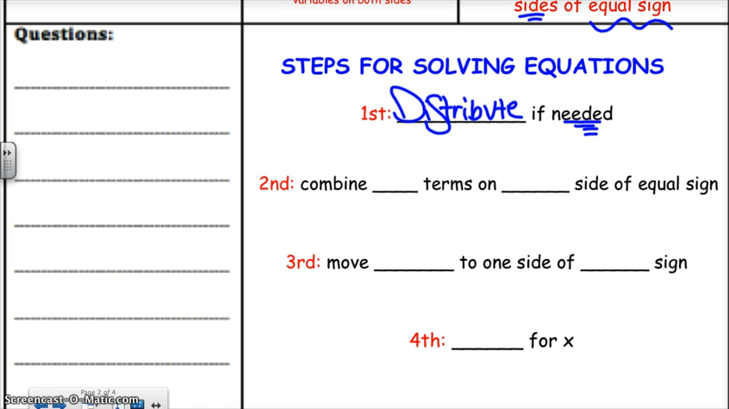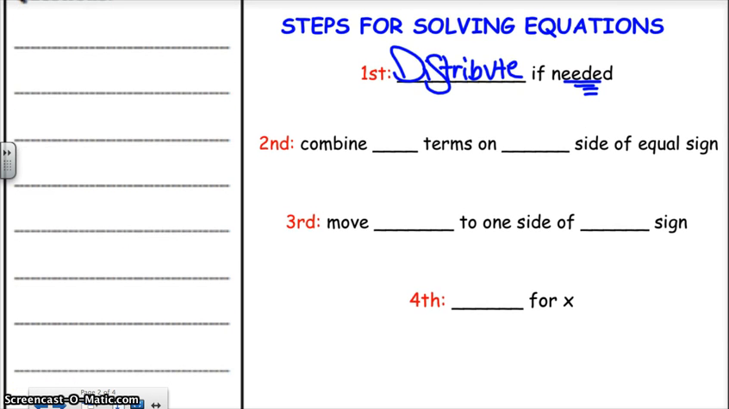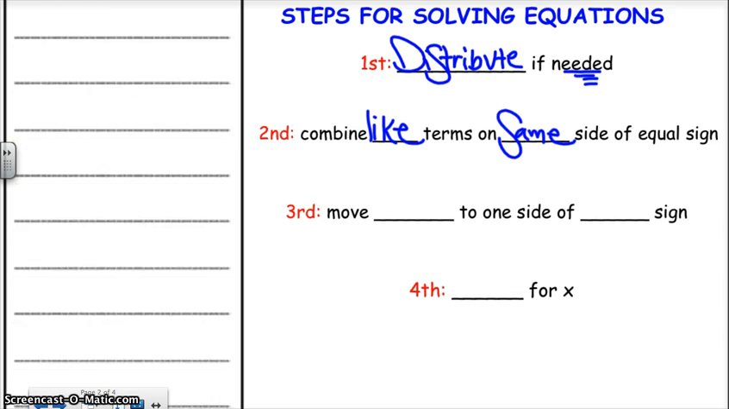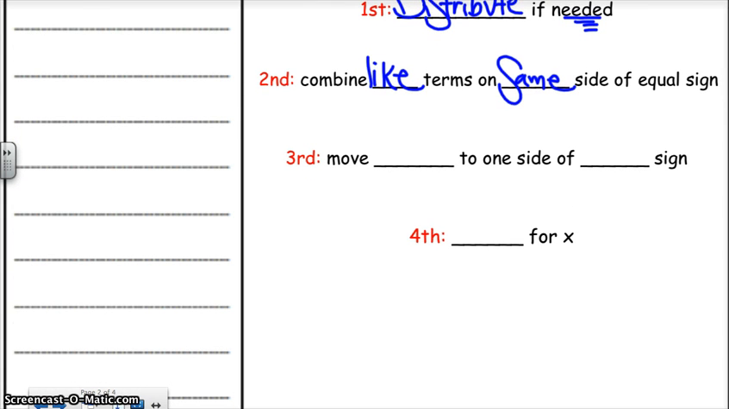That's our first plan of attack. Distribute if we have to. Second, we combine like terms on the same side of the equal sign. That's part of simplifying. Third, we're going to move the variable to one side of the equal sign. The variable is going to be on both sides. In order to get the variable by itself, it needs to be on one side. So we're going to move the variable to one side of the equal sign. And then lastly, we solve.